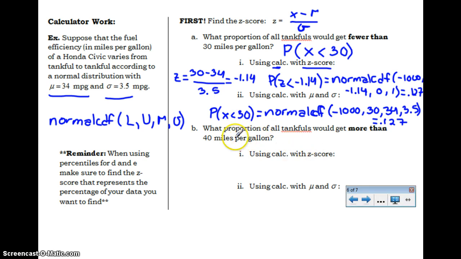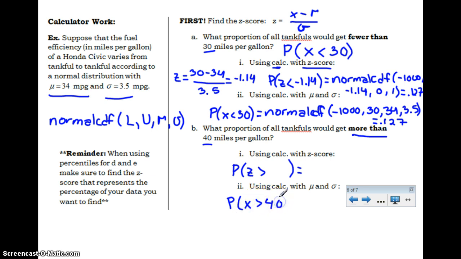So how will this change a bit when we look at what proportion of all tankfuls would get more, so there's a keyword, more than 40 miles per gallon. Now what I'm going to be looking for is, well, first I need to find my z-score for 40, because up here it was for 30, so that's going to be a different z value. And then I'll be looking for the probability that that z value is more than whatever my z-score winds up being. And the same thing down here, if I don't have my z, I'll be looking at the probability that my x value is more than 40.